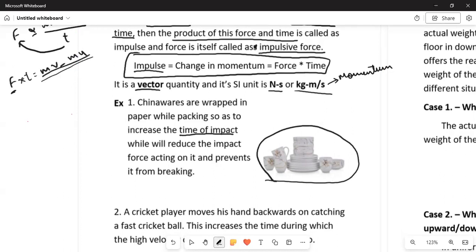If this is fixed, we can say that F is inversely proportional to t, and if time is increased, our force will start decreasing, and as the force acting on the body decreases, the impact which will be created due to this force will also decrease, and because of which these China wares will be safe.